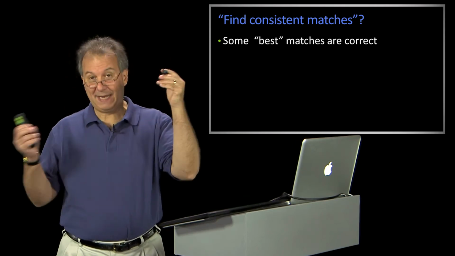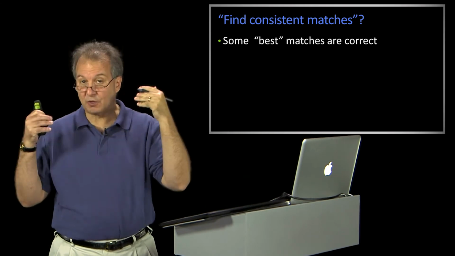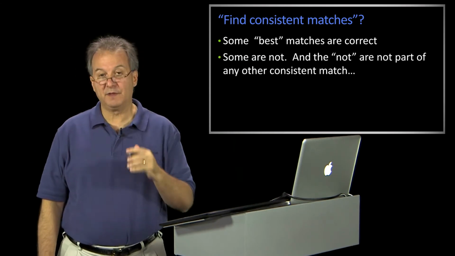Some best matches are correct. That is, you pull out the best one, and it really is the right point. But some of them are not. The most important thing, though, back like we did in the Hough transform, the ones that are not are just sort of random. They're voting for Mickey Mouse, Santa Claus, Donald Duck. They're not all voting for some other particular wrong transformation.